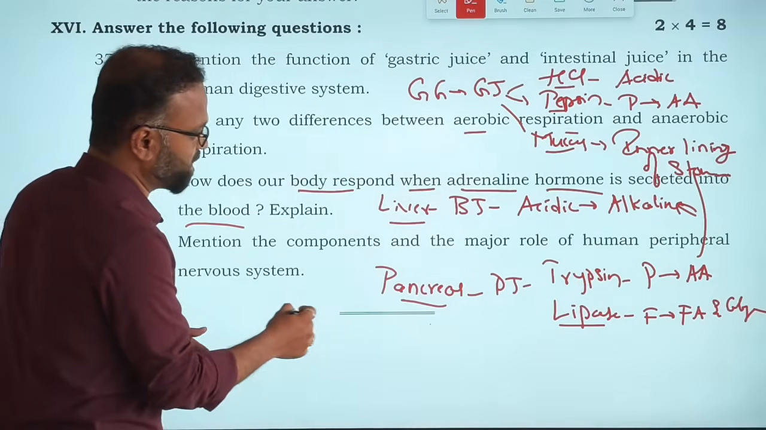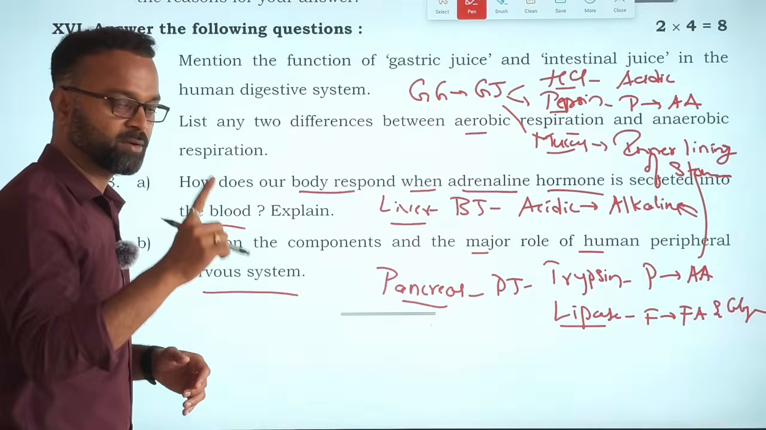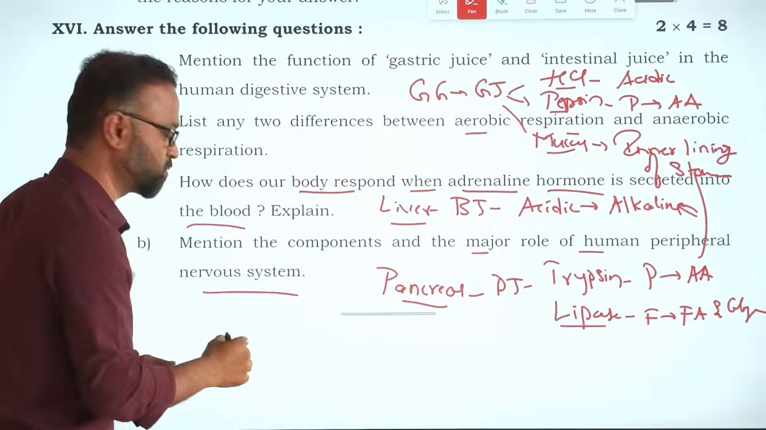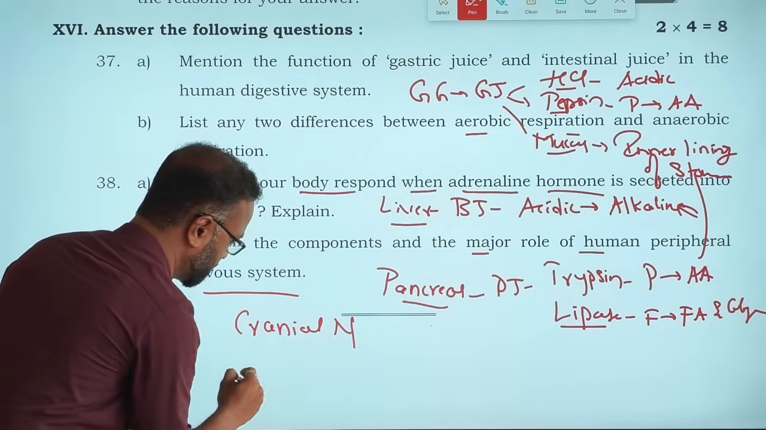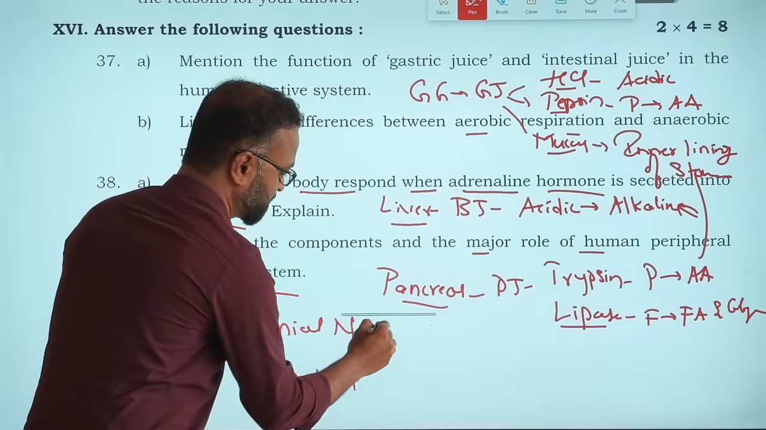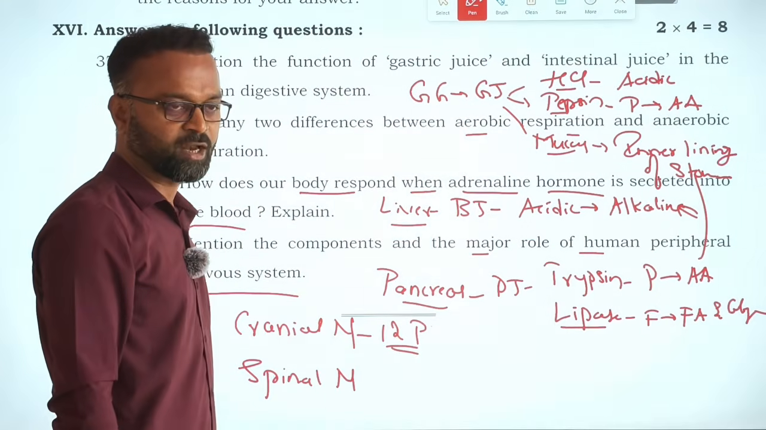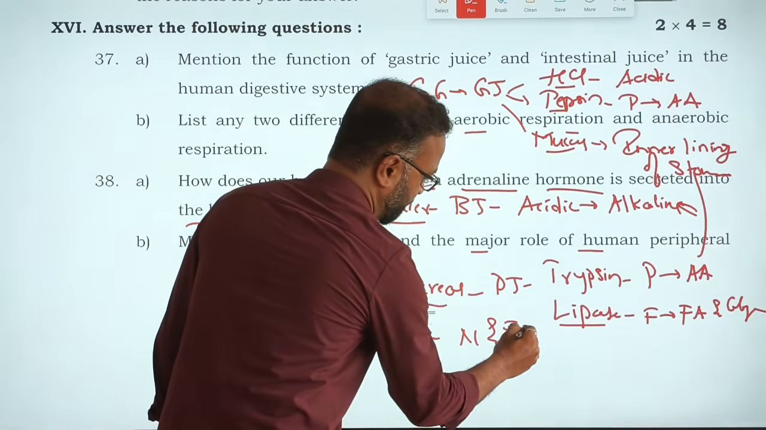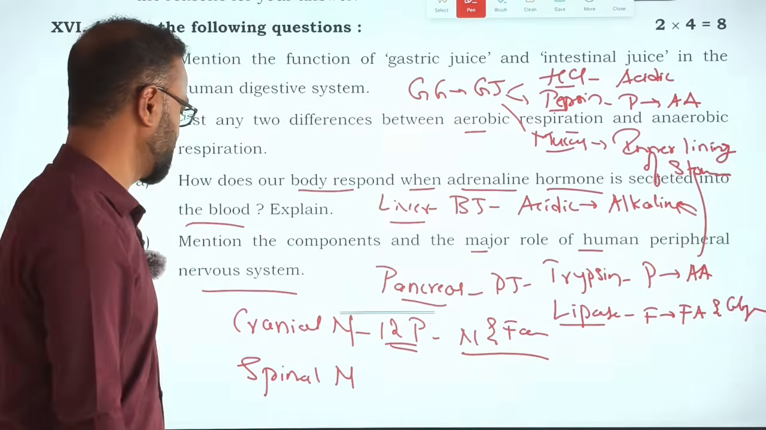Next one, mention the components of the human peripheral nervous system. The components of the peripheral nervous system are: one, the cranial nerves, and another, the spinal nerves. Cranial nerves are 12 pairs that emerge from the skull or the brain to the region of the neck and face, where they get the sensory information from the neck and face.